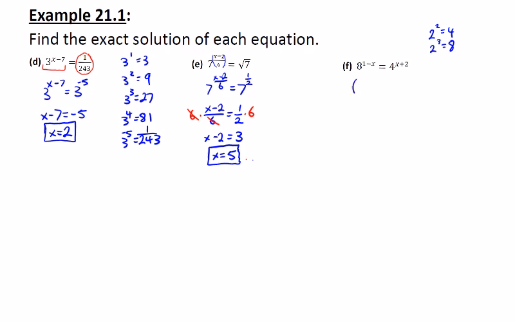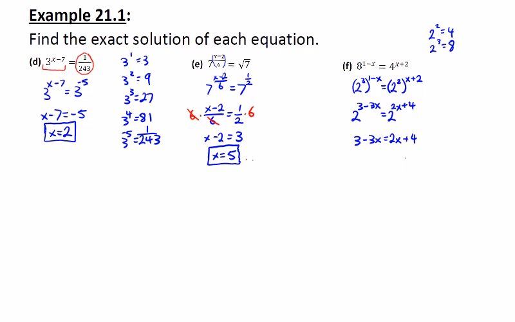So I'm going to rewrite the left-hand side as 2 to the third power raised to the 1 minus x. Right side will be 2 to the second power raised to the x plus 2. So this is going to be 2 raised to the 3 minus 3x. And on the right hand side I'll have 2 raised to the 2x plus 4. And now I set the exponents equal. 3 minus 3x is equal to 2x plus 4. And then you solve this linear equation.